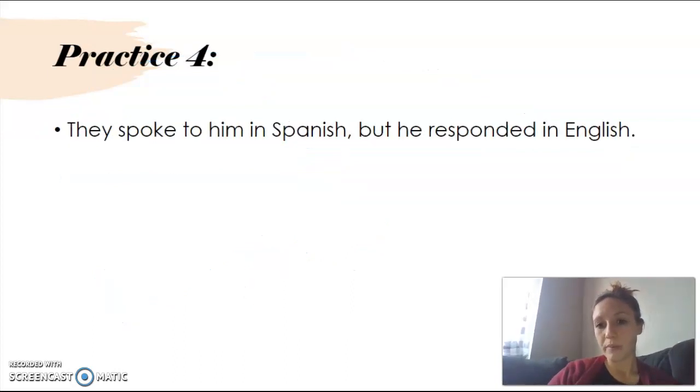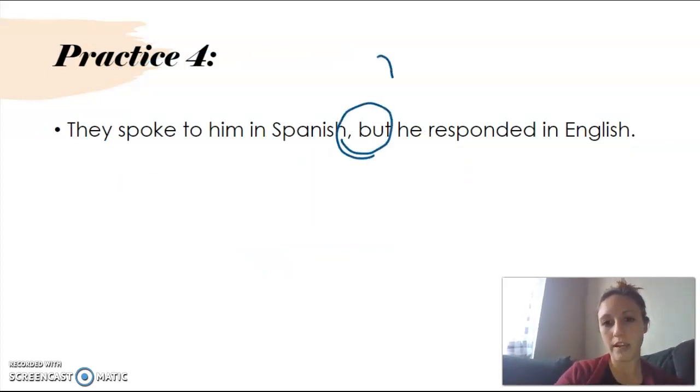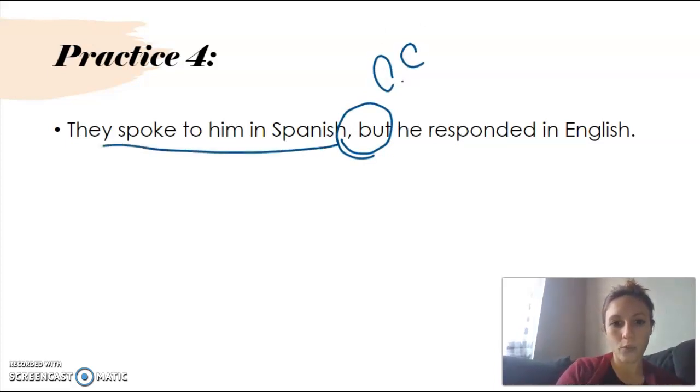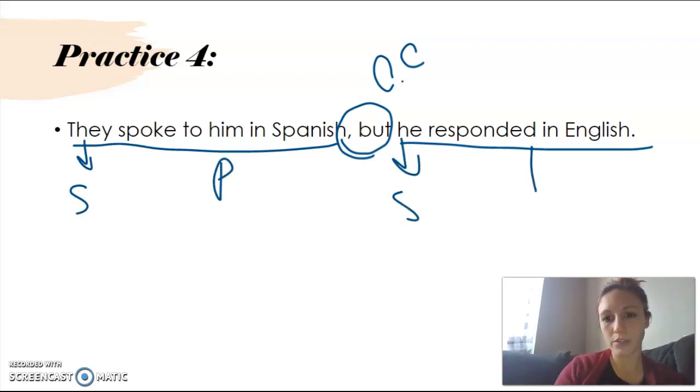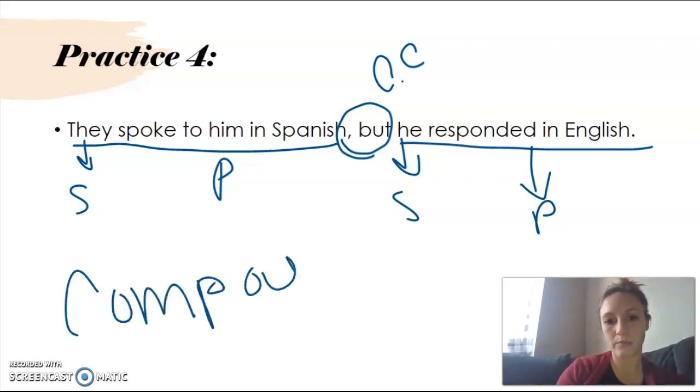They spoke to him in Spanish, but he responded in English. Okay, first thing that clues me in is there is a comma and conjunction, and that is a coordinating conjunction. And I have one clause and two clauses. They is my subject. Spoke to him in Spanish is my predicate. He is my subject. Responded in English is my predicate, so therefore this is a compound sentence.